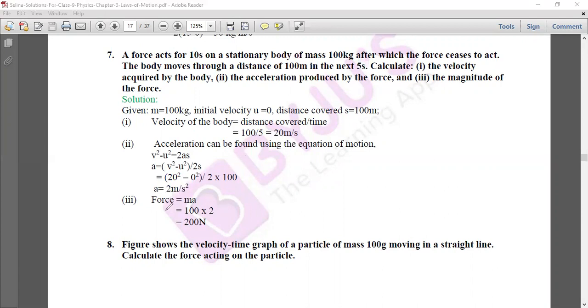Next, we have to find the magnitude of force, that is force is equal to mass into acceleration. Mass is 100 kg, acceleration is 2 meter per second square, therefore the force is 200 newton.